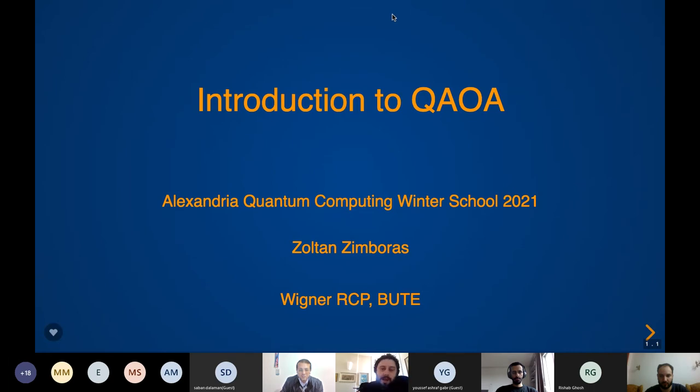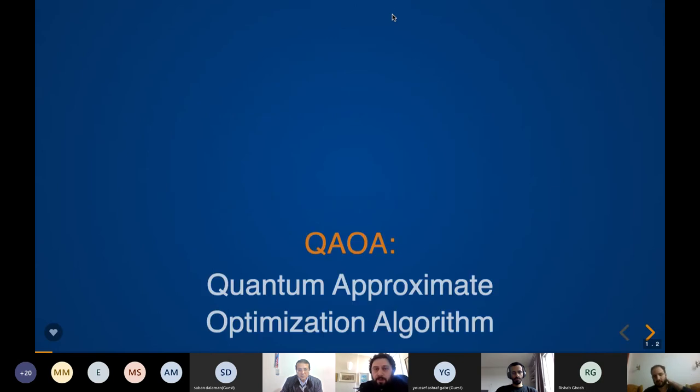And I mostly work on quantum computing in the NISQ era. Like, what kind of algorithms can you use already with existing quantum computers? And one of these is called QAOA. So, what is QAOA? I'm going to talk about that.